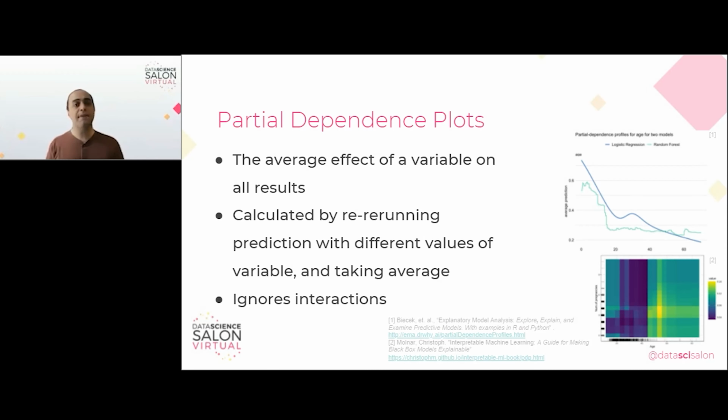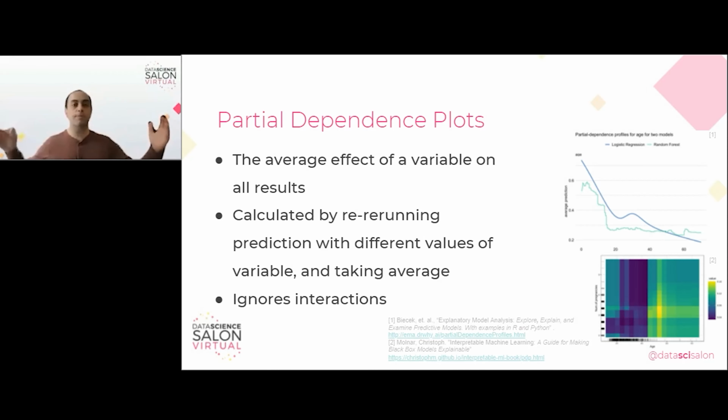The random forest doesn't show that. The random forest basically shows that under 18, people were more likely to survive, but for people above 18, there's no real effect. There wasn't really a difference between a 30-year-old and a 50-year-old or anything like that. This is the type of thing you can learn from a partial dependence plot.